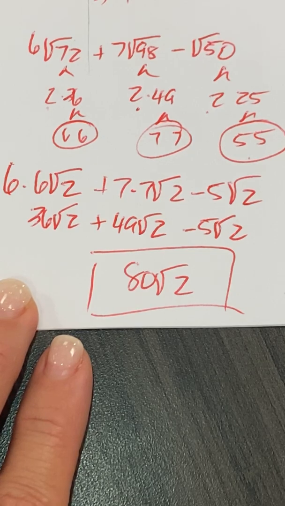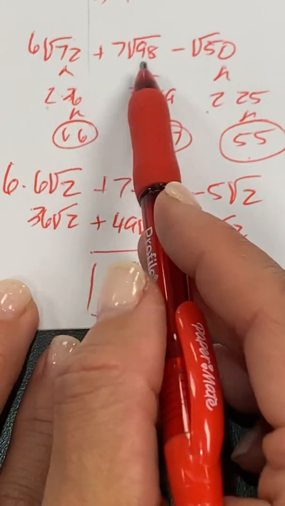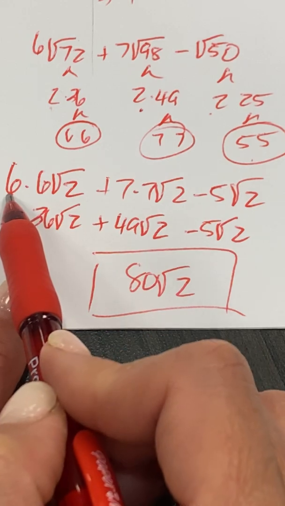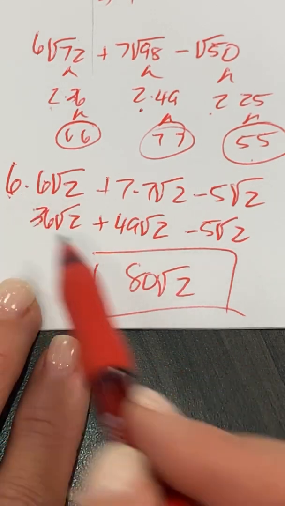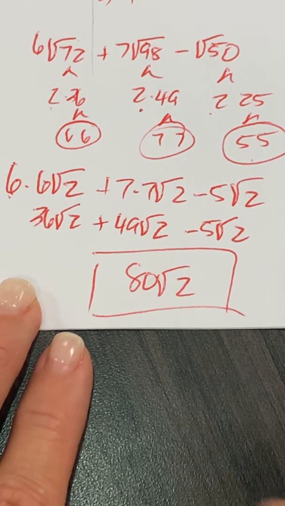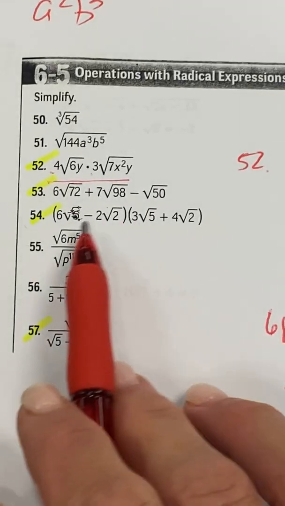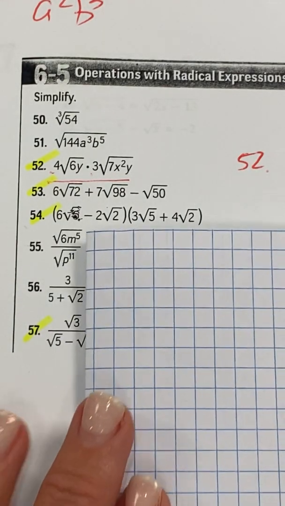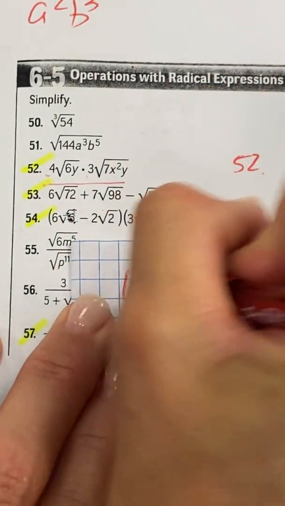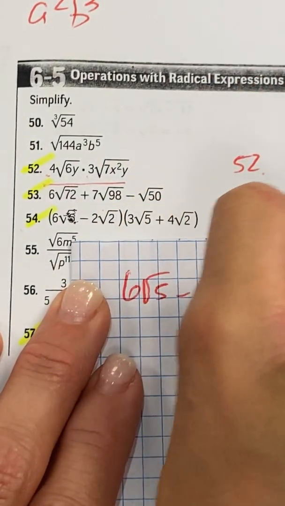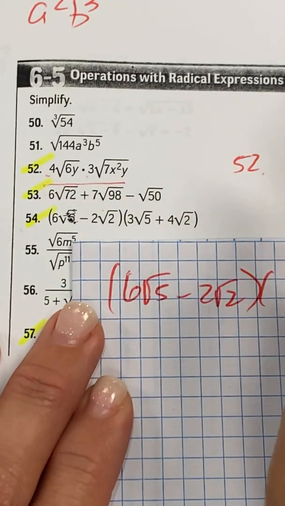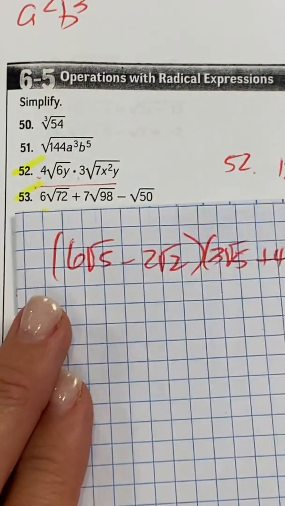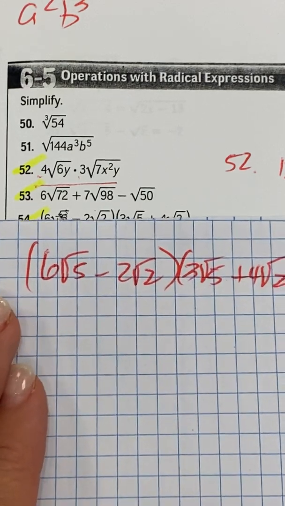Questions about how to approach that question? Pretty simple breakdown too, isn't it? Just remember, whatever you pull out over here, if there's a number on the outside originally, it's a product of those two things. Okay? All right, next question is number 54. I'm gonna have to write this on another piece of paper. That is 6 square roots of 5 minus 2 square roots of 2 times 3 square roots of 5 plus 4 square roots of 2.